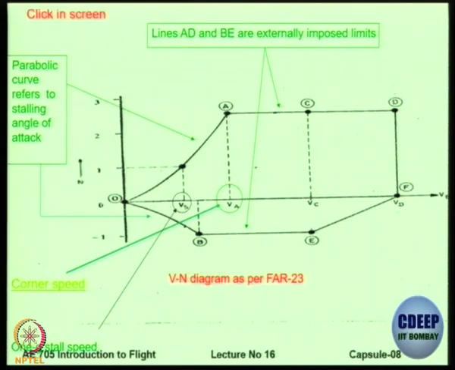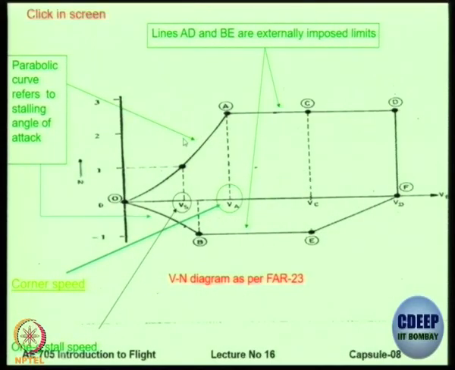This is something which is externally imposed. We call it the placard limit. What is my placard limit? In every aircraft, there is a small placard saying, do not exceed Nz equal to 3 and Nz equal to minus 1.8 or 1.5. It is listed. It is a document.